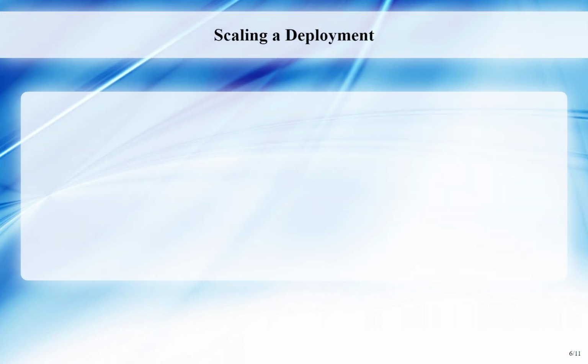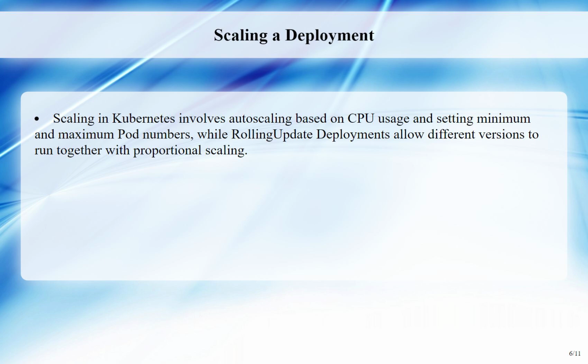Scaling a deployment. Scaling a deployment in Kubernetes involves setting up an autoscaler based on CPU utilization and specifying the minimum and maximum number of pods to run. Rolling update deployments allow multiple versions of an application to run simultaneously, and proportional scaling is used to balance additional replicas during a rollout.